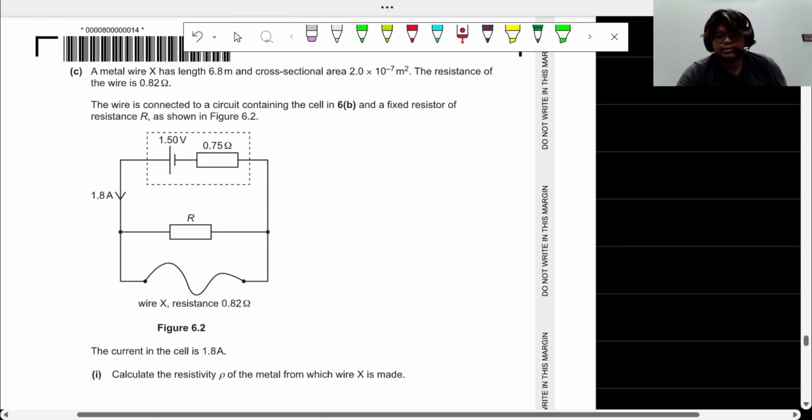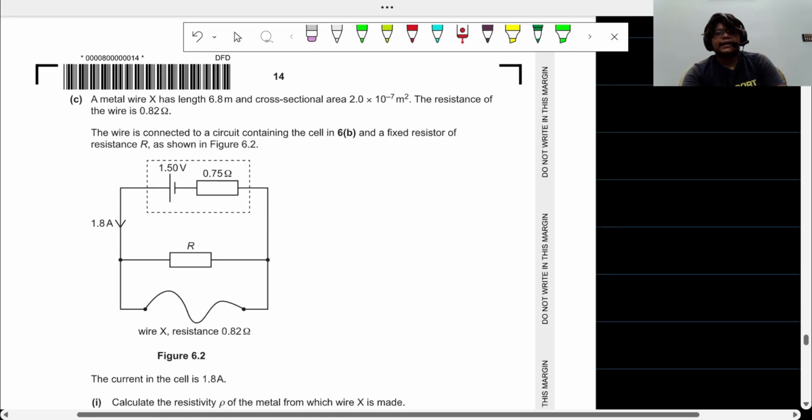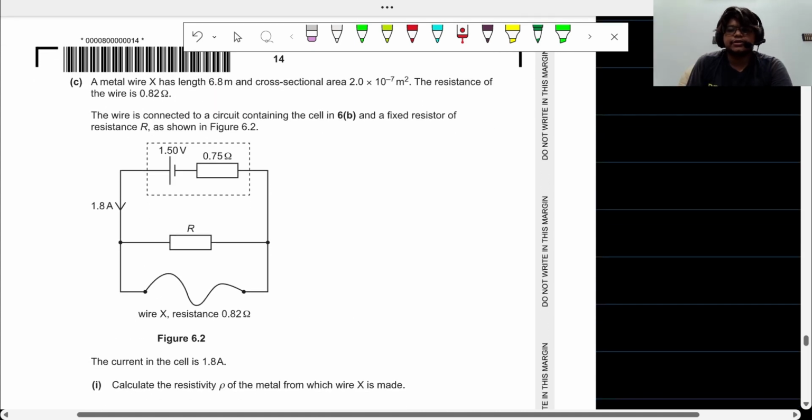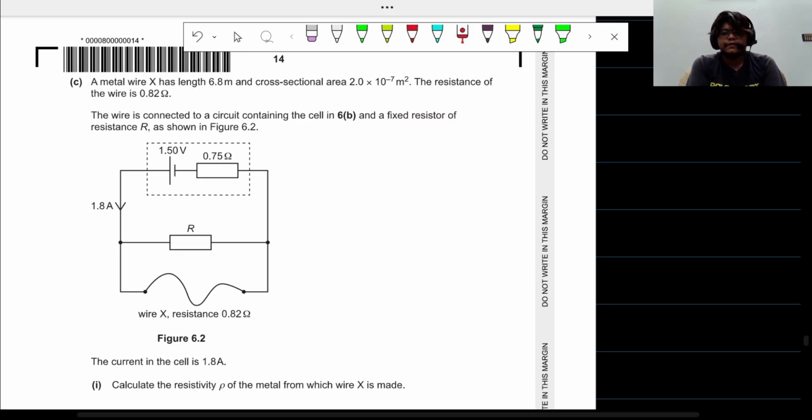Then it says we have a metal wire X which has length 6.8 meters. We have a cross-sectional area of this wire and we have the resistance of this wire also, right? So now we have the same battery, same cell which was discussed in the previous part.